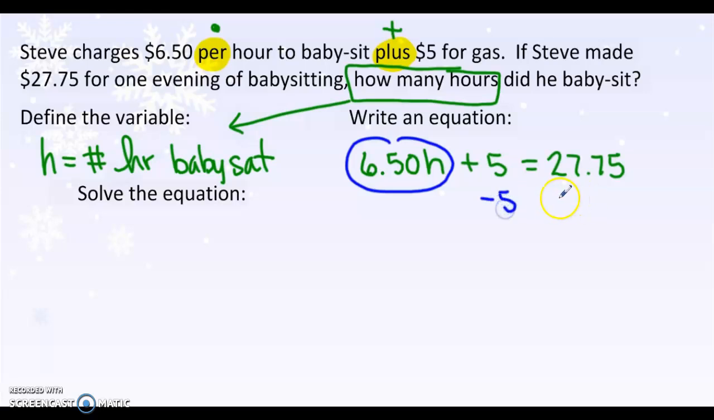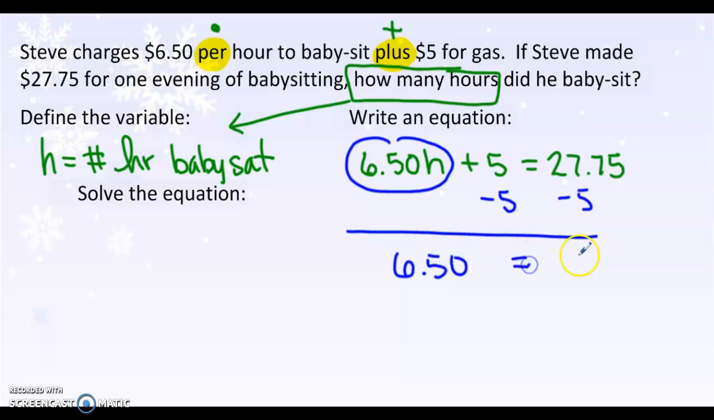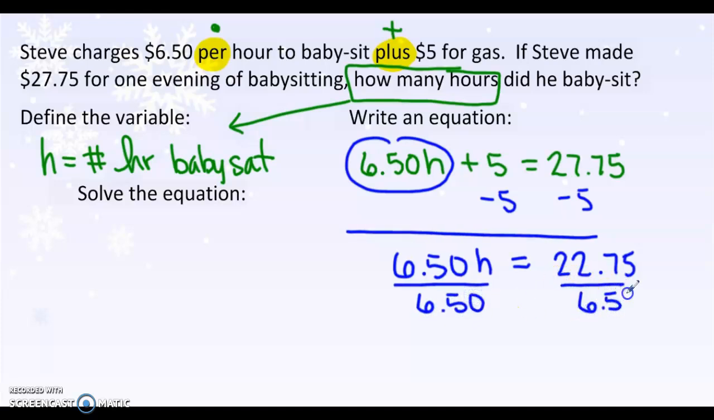So to solve, we're going to get our variable by itself. We're going to subtract 5. Bring down our equal sign. We've got $22.75 left. And now we're going to divide by $6.50 on both sides to undo the multiplication and figure out how many hours we have left. So H equals 3.5 hours.